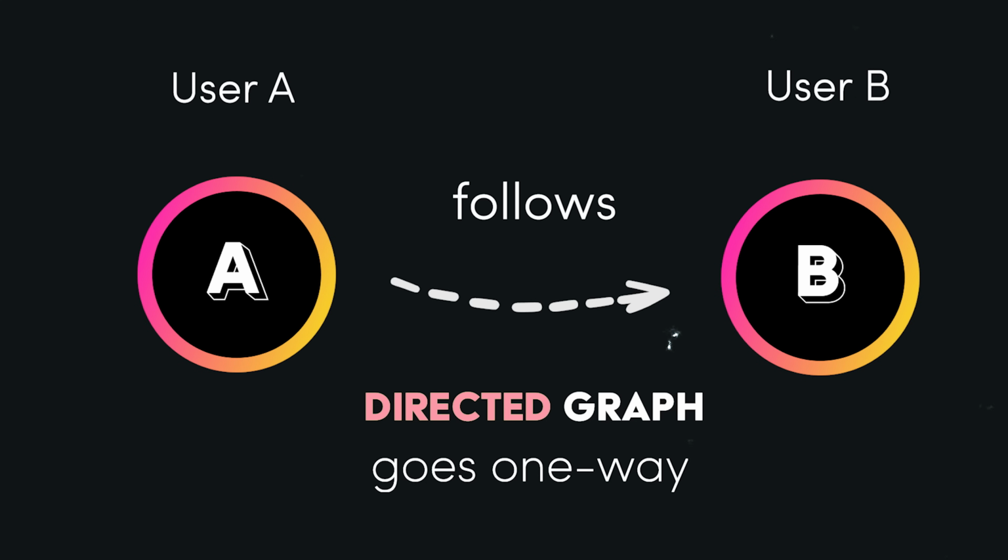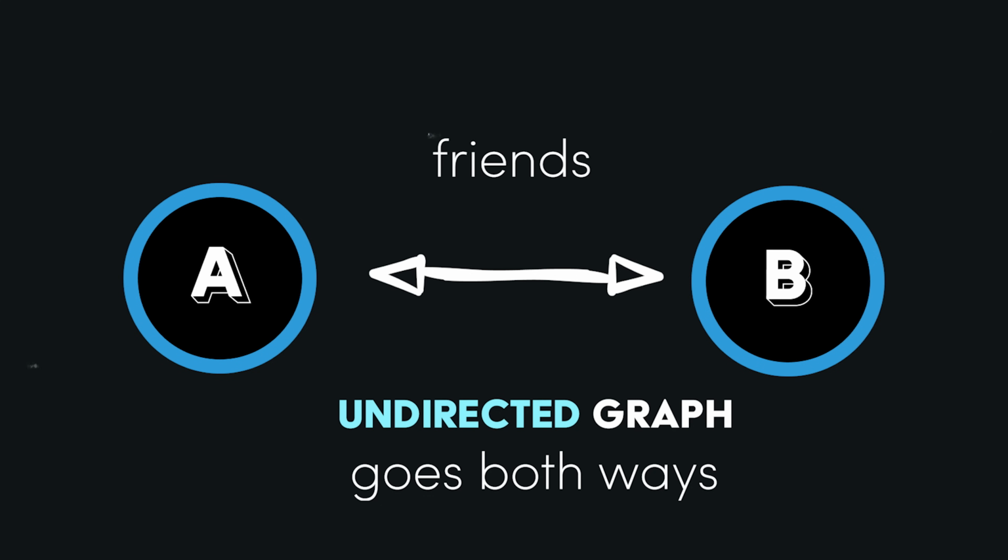This is known as a directed graph, because the relationship flows one way. The follower follows the followee, and not vice versa. Now consider Facebook. Your edges in the graph are friendships. This relationship goes both ways, which is known as an undirected graph.